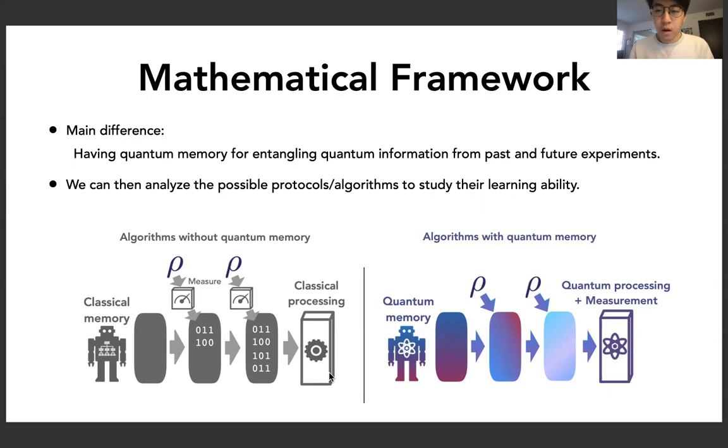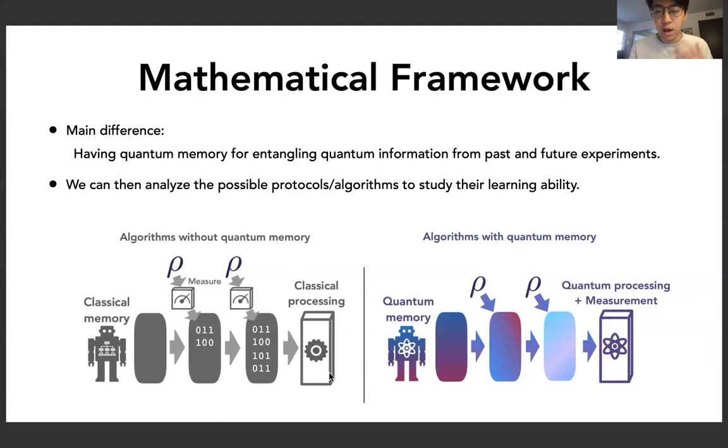On the other hand, for an algorithm with quantum memory, that is a quantum agent, it has quantum memory that could store multiple copies of this unknown state rho, which can then be used to perform quantum data processing followed by measurement. So as one could see, the main difference between the two is whether one has a quantum memory for entangling quantum information from past and future experiments.